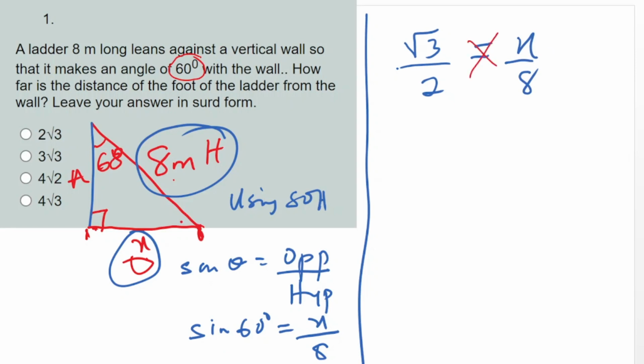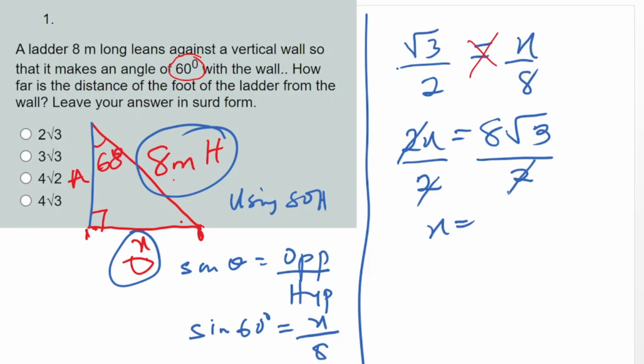When we cross multiply, we're going to have 2x equals 8 root 3. So we divide both sides by 2. The 2 cancels the 2, then x equals, 2 into 8 is 4, so x equals 4 square root of 3. Because we have to leave our answer in short form, this becomes the answer. Hope that is very clear.